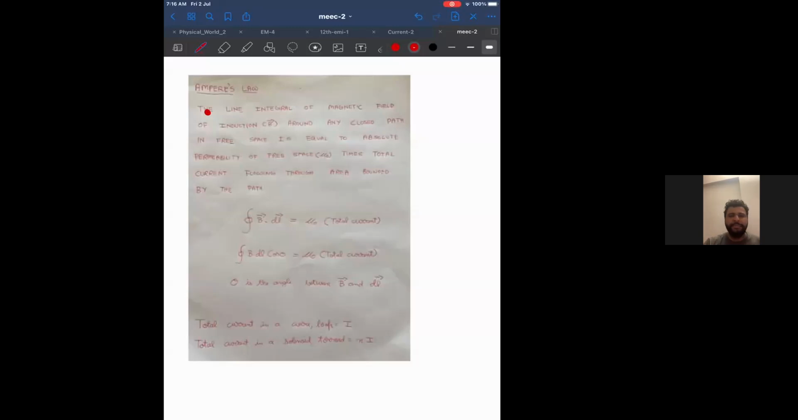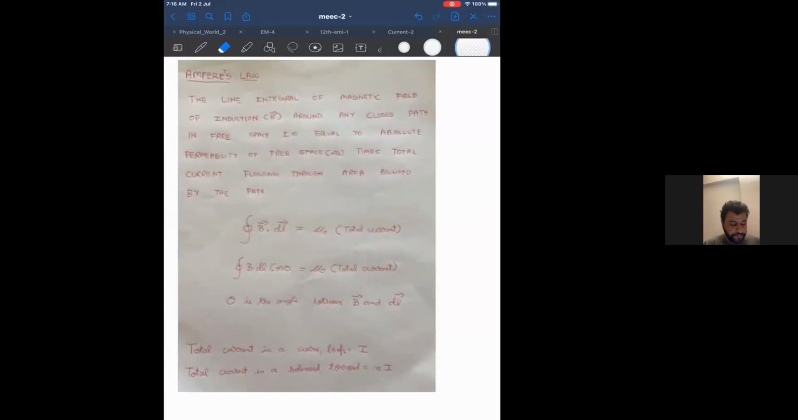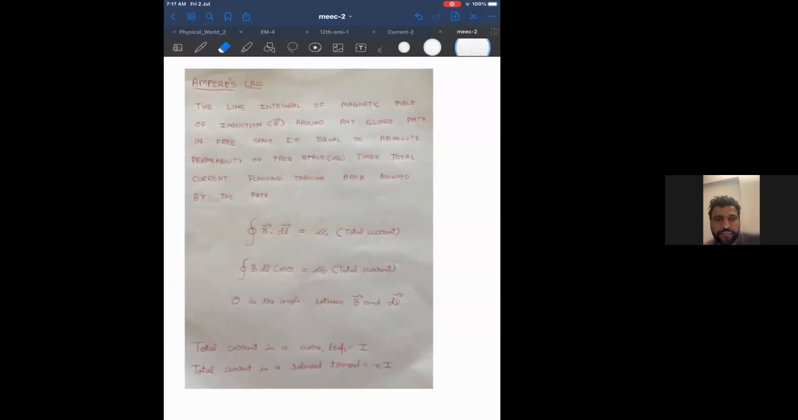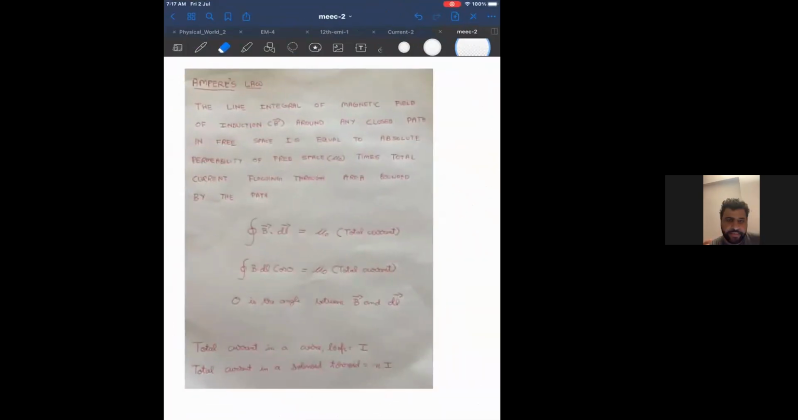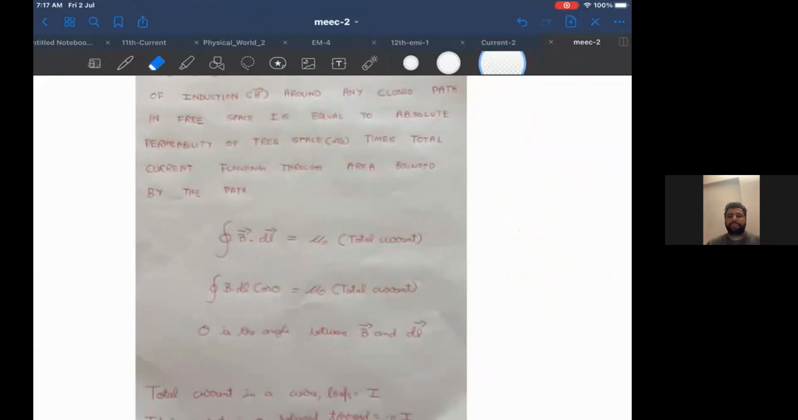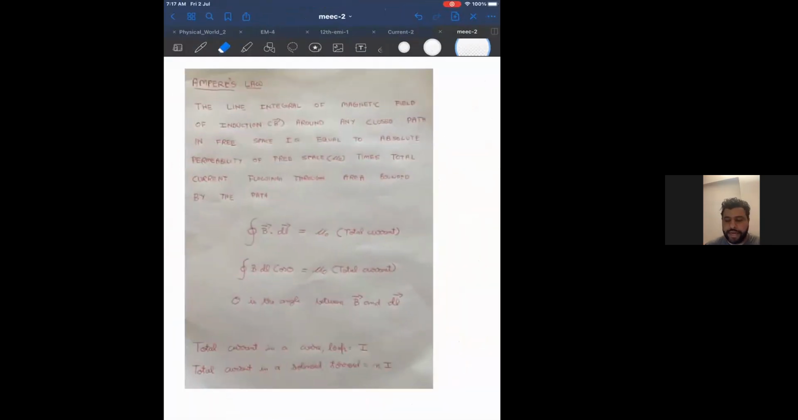You guys can see the screen, Ampere's law. Yes, sir. Now listen. Ampere's law, there is a statement, and there are three applications for Ampere's law. So first, let me tell you the statement, and then let me tell you some things about this.